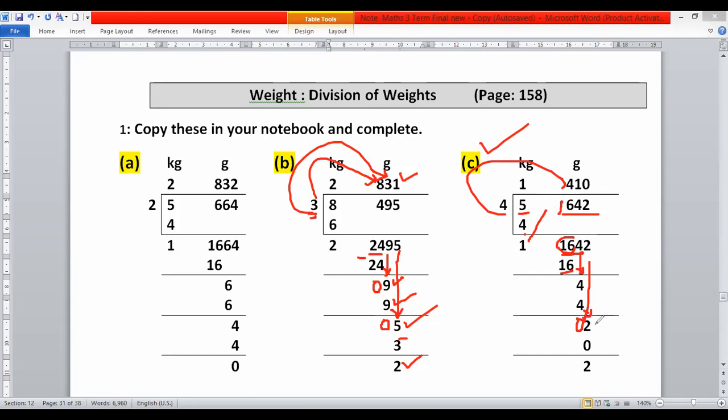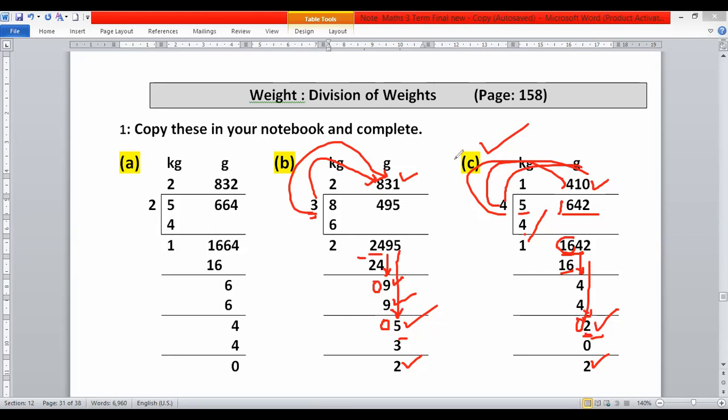And you cannot divide 2 by 4. Therefore, when you multiply 4 by 1, you get 4. So in this situation, you have to multiply 4 with 0. 4 times 0 is 0. 2 minus 0, 2. 2 will remain the same, but here in the answer, one additional 0 will come.